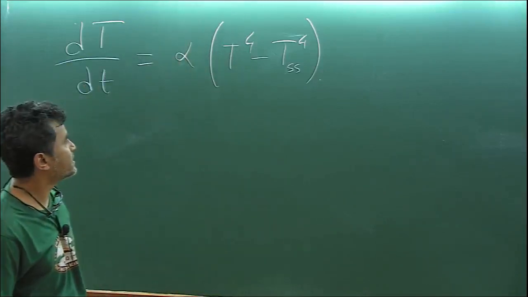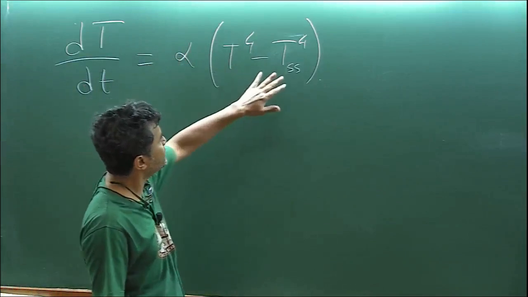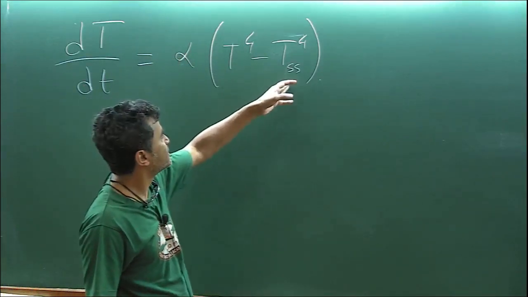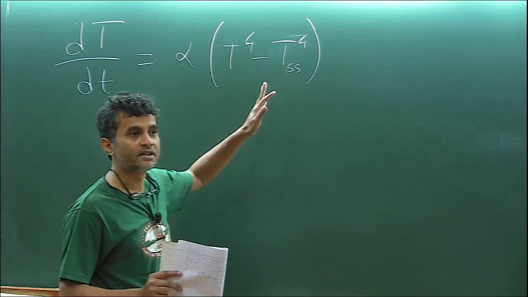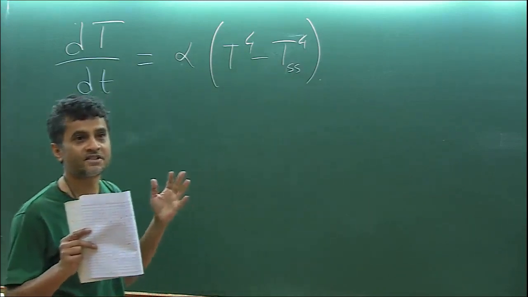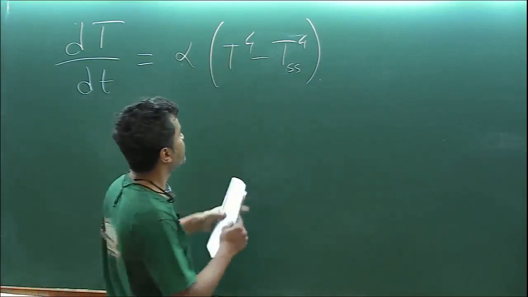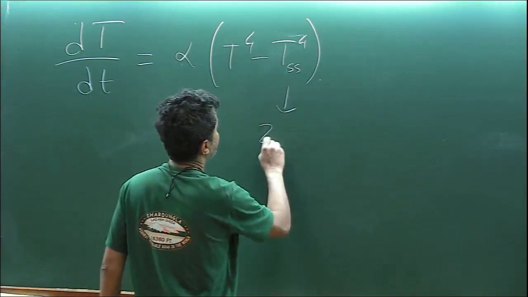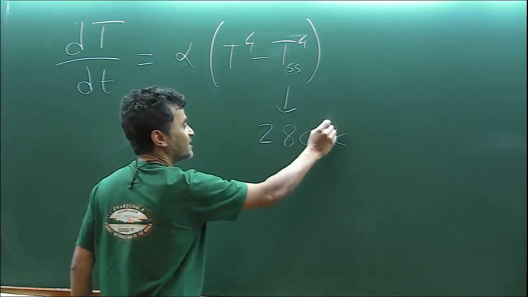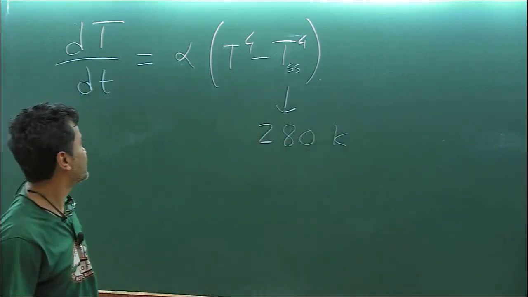And from this equation, what you know is that in the steady state, you can compute the steady state temperature of the Earth. And quite amazingly, you'll find that if you put the Sun's temperature as 6,000, this number will be something like 280 Kelvin. So it just works out.